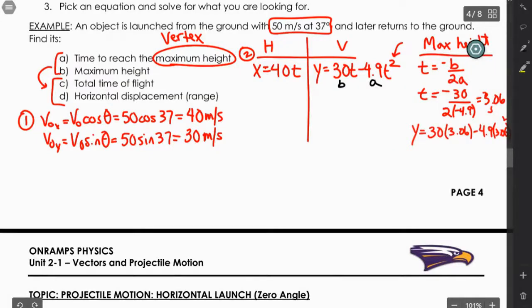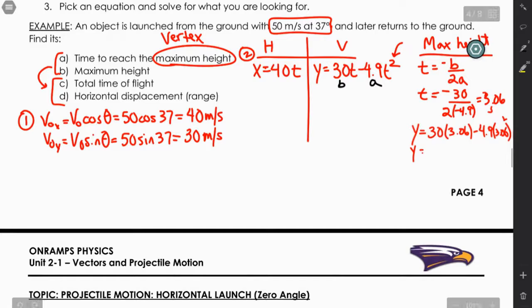Okay, let's make that term squared. So y equals 30 times 3.06 minus 4.9 times 3.06 squared. And so we get a maximum height of 45.9 meters. Okay, so there's the answer to B. Here's the answer to A.